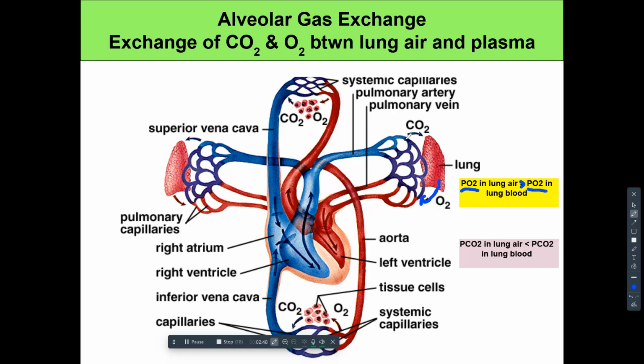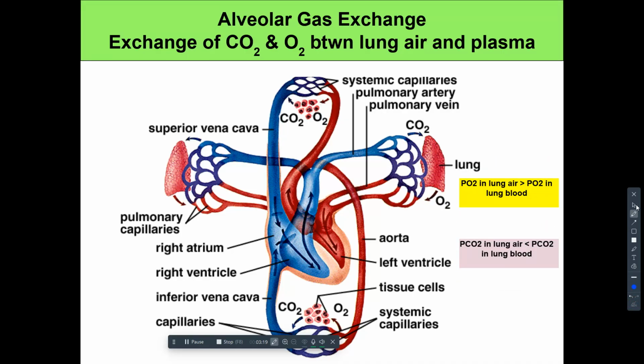Meanwhile, we know CO2 has to go from the blood into the lung air, so there has to be a pressure gradient for that as well. The pressure of CO2 has to be greater in the blood and lower in the air of the lung. And this is what's going to let us do alveolar gas exchange with these two different pressure gradients.